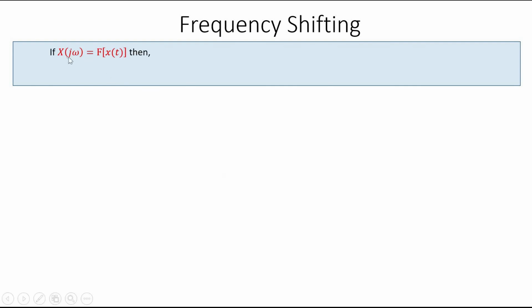So next is frequency shifting. We have the function x of t, and Fourier of x of t is x of j omega. Then we are shifting the frequency, omega minus omega 0. This is a constant value. We are shifting in the frequency domain, so it becomes x of t e raised to j omega naught t in the time domain. That means F of x of t e raised to j omega 0 t is equal to x of j omega minus omega 0.